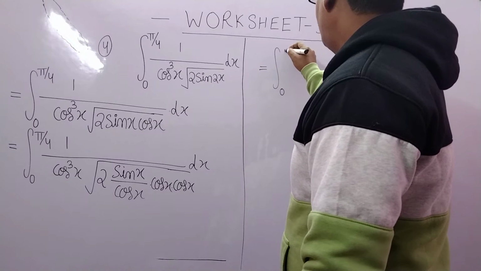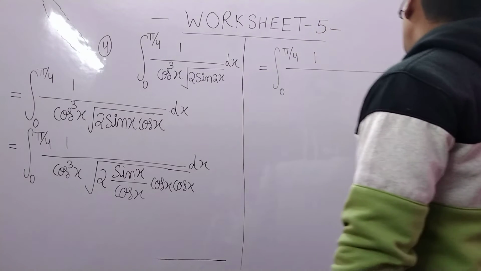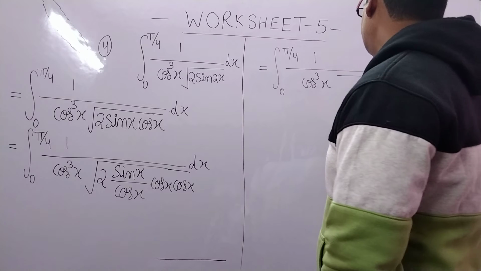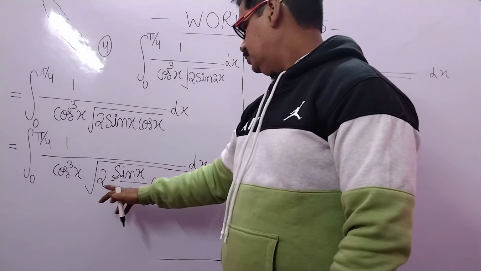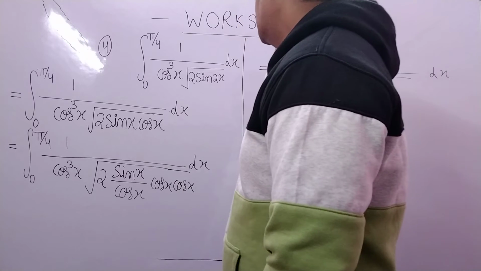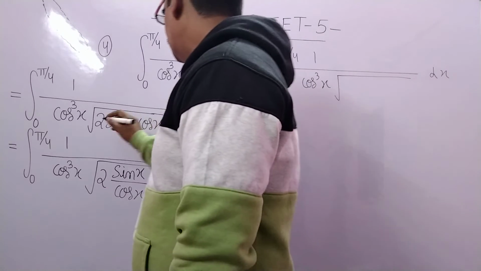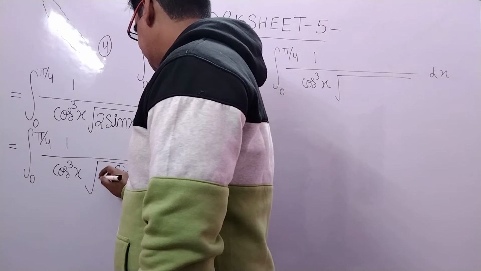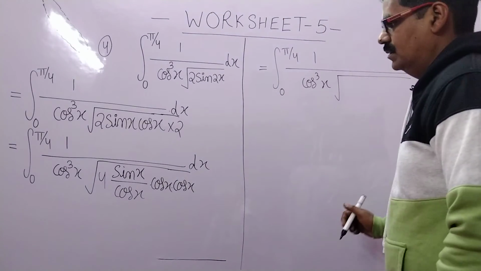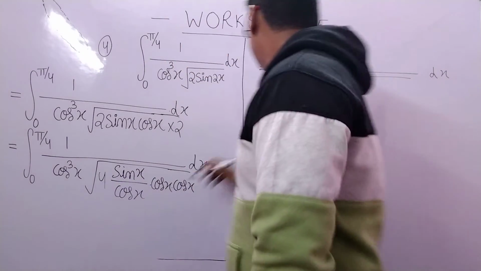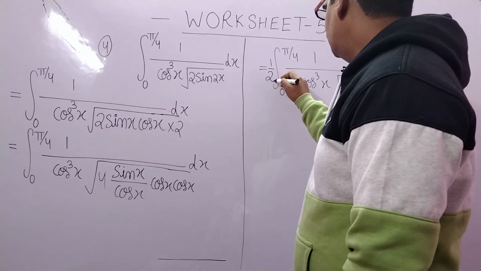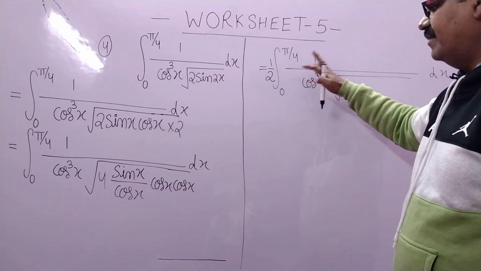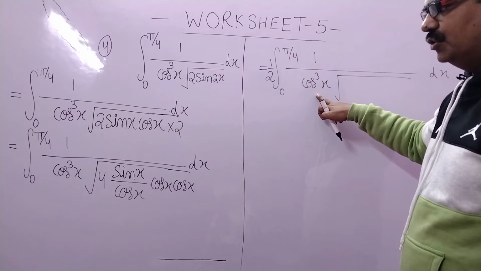Now we have the integral from 0 to pi/4 of 1 upon cos x. Here we have 2 times 2, so we have 4. Square root of 4 is 2. Move it outside from the integral. We have 1 by 2, integral 0 to pi/4, 1 upon cos x cube.